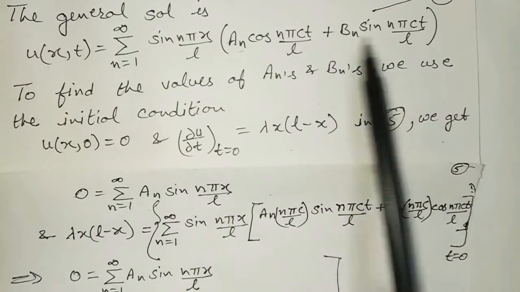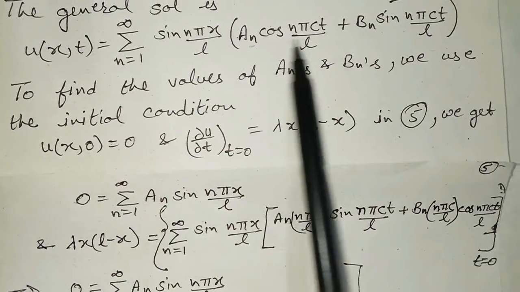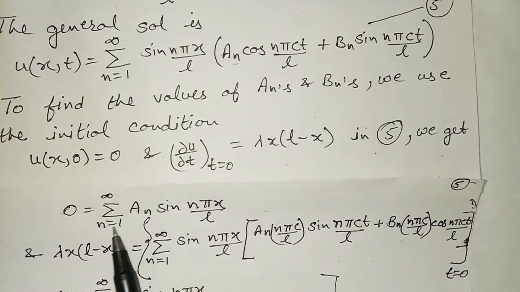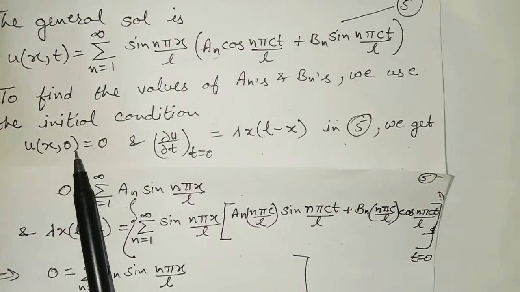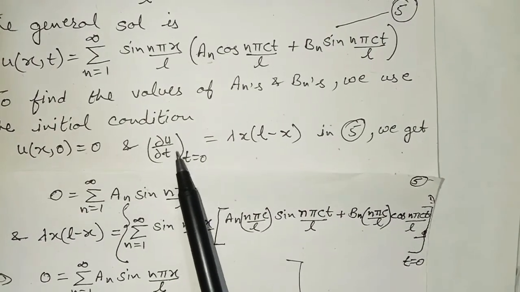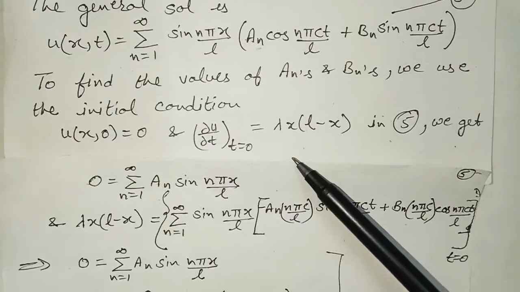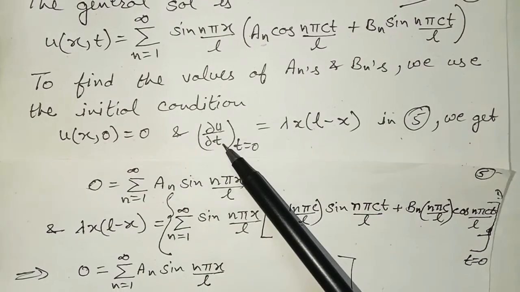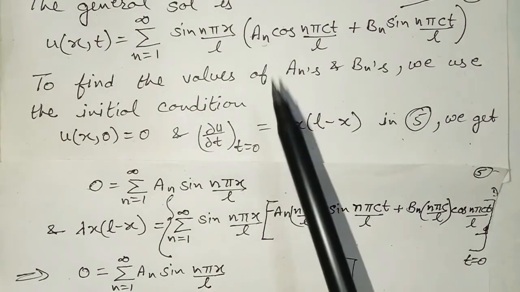So this part will become 0 and this is 1. So we have this equation. Only a_n is left in this bracket. So the summation of a_n sin(n pi x by l), n from 0 to infinity, is 0. So here we get this using the first initial condition. And the second initial condition means the derivative del u by del t is not 0, it is lambda x (l minus x). So first we differentiate this u with respect to t partially, and then we put t is equal to 0.